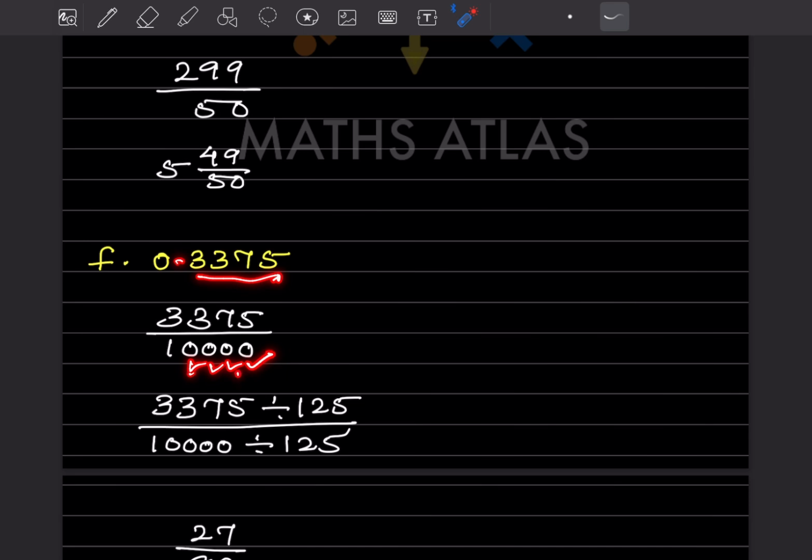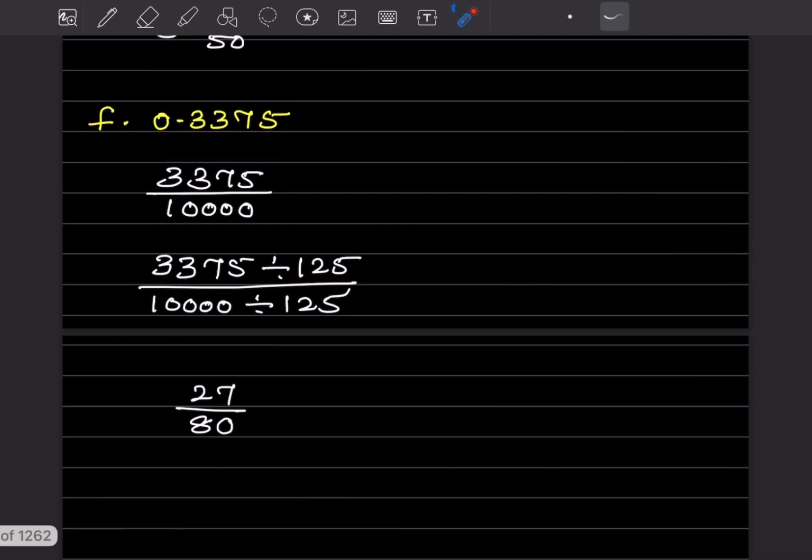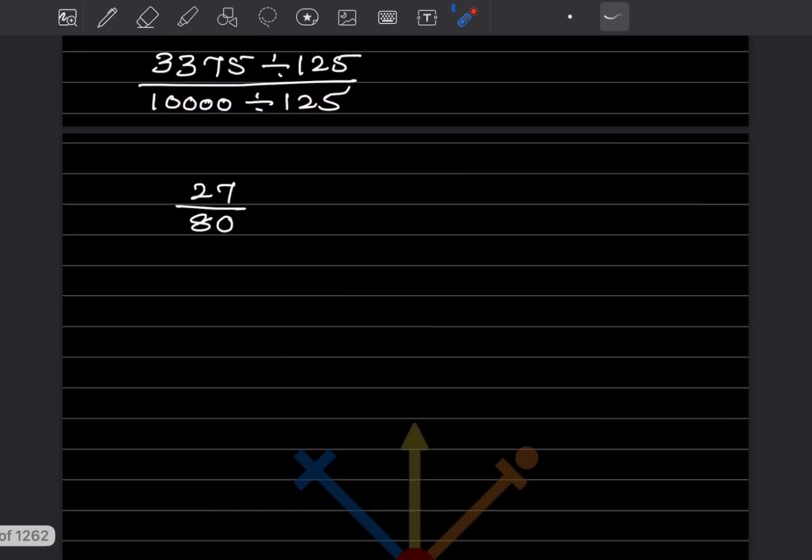Same here, after the point there are 4 numbers, so we are going to divide it by 10,000. This number we'll take and divide it by 10,000. The HCF of this is going to be, you can check the HCF with the method I showed you earlier, 125. So this should be divided by 125, and this was also divided by 125. So 125 multiplied by 27 will be 3375, and when you divide the denominator you get 80. So this is the answer.